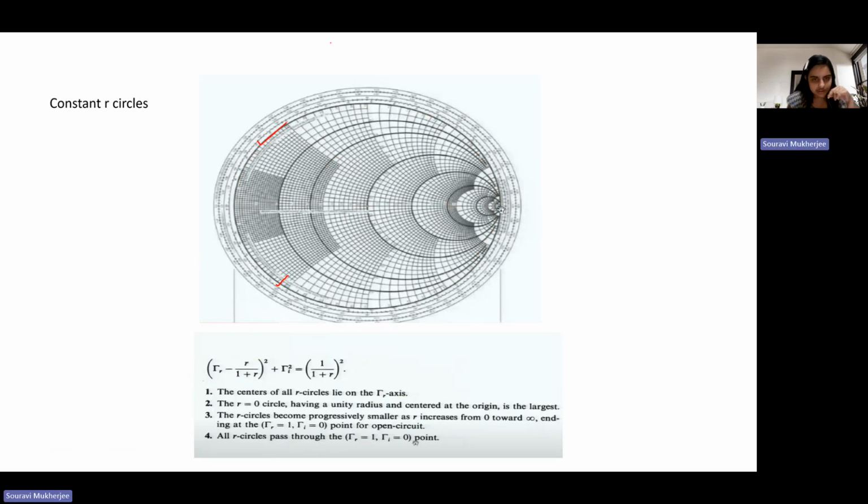Okay. So what did you understand? First, all these circles correspond to a constant R value. And as we reduce the radius, the R value increases. So this point is the open circuit one, this point is the short circuit point, and this biggest radius one corresponds to R equal to 0. Okay, all R circles pass through the open circuit point, which is here. Clear? Okay.